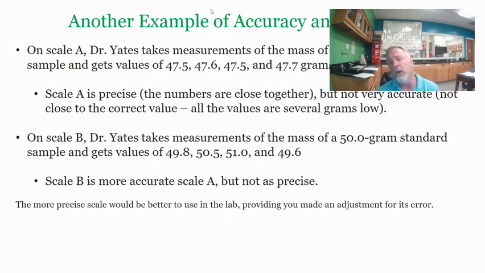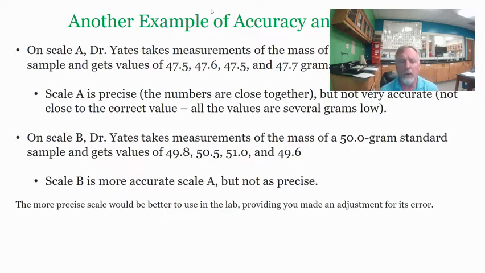So let's take this for one. Suppose I have 2 scales, actually I have 3 in my prep room, but let's take a look at 2 of them. If I take a 50-gram standard mass, we use these for calibration, and it's a 50-gram mass, so we know it is 50.0 grams. I'm being careful with my sig figs here. If I put that on my scale A and I take 4 measurements, 47.5 grams, 47.6 grams, 47.5 grams, 47.7 grams, what do we see?